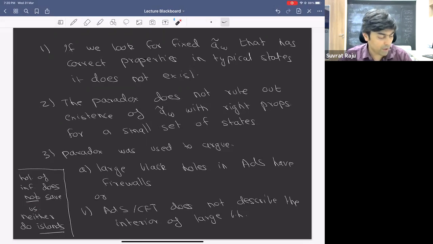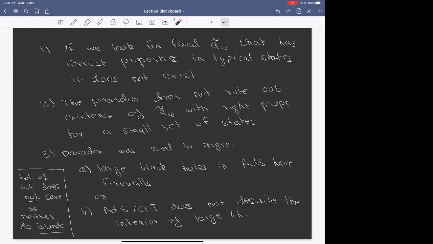Okay. So before I go on to the next paradox, which has very much the same flavor, maybe I can ask if there are questions about this part. Okay. Sorry, one question.